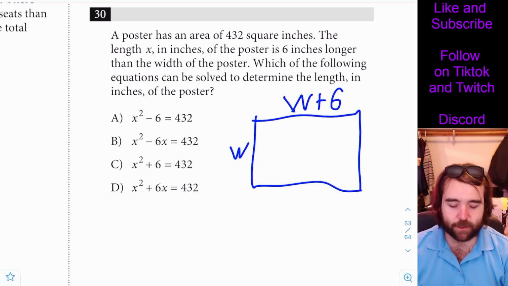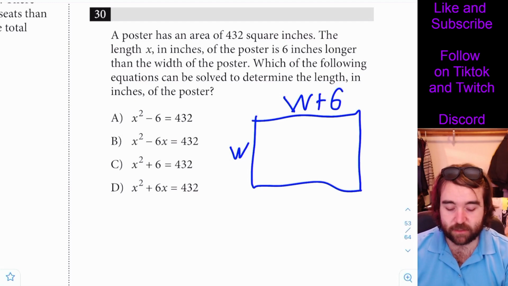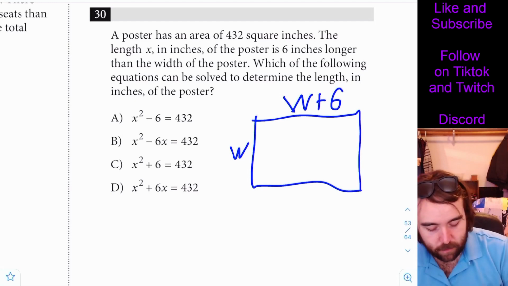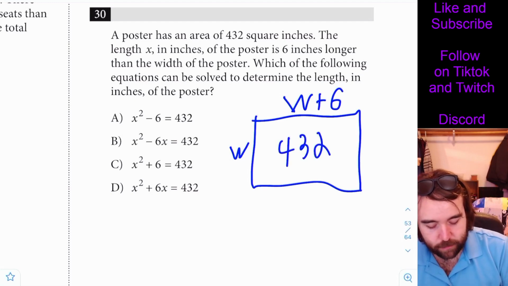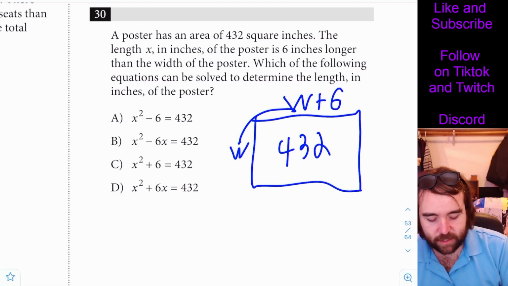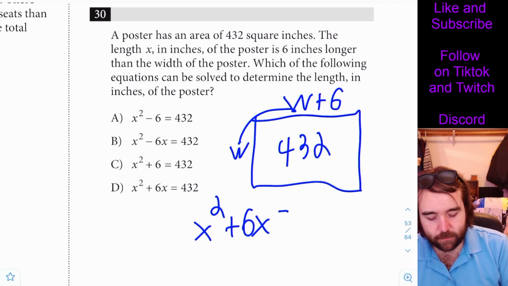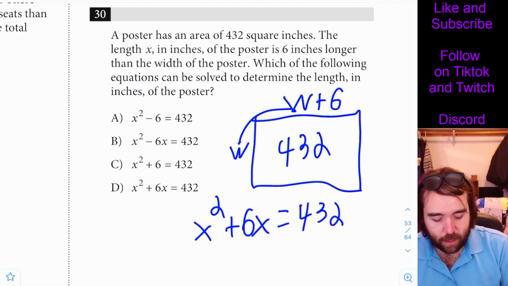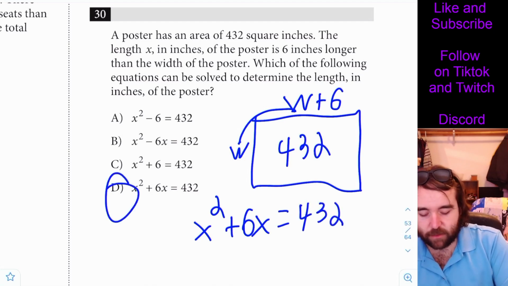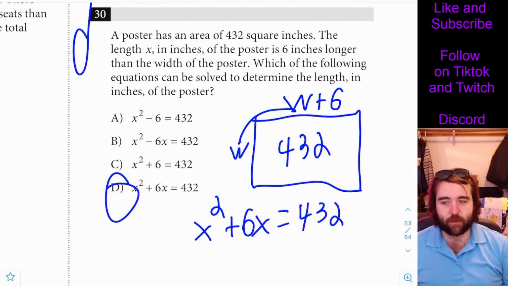Oh, yeah. So we did that correctly. Because you got the width, the length, got to add 6 to the width, because it's 6 longer. So the area is 432. So that's just what we're doing. We're doing w times w plus 6, or it looks like they're using x. So x squared plus 6x equals 432. And they don't need us to solve it. I guess probably because if they did, we could just type it into the calculator to solve it.